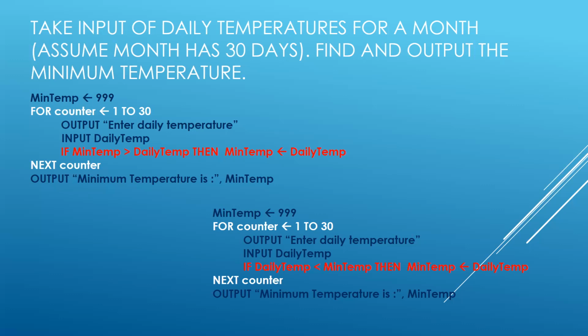And once the loop gets over, 30 times the loop is going to work, and then the output is going to be the minimum temperature, whatever the minimum temperature is for the whole month. Any questions, any ambiguity?